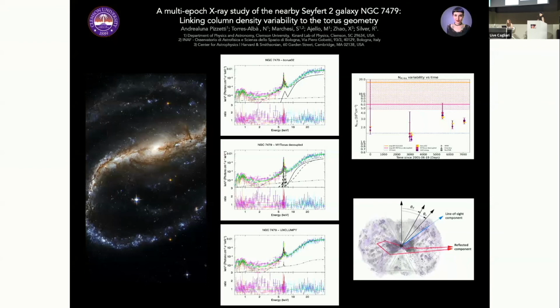is reflection dominated, as you can see in the three plots in the center, the data quality allowed us to detect a variability in the line-of-sight column density, as you can see in the plot on the right. If you're interested to know more about that, please come and see me and my poster. It's the black one. Thank you.